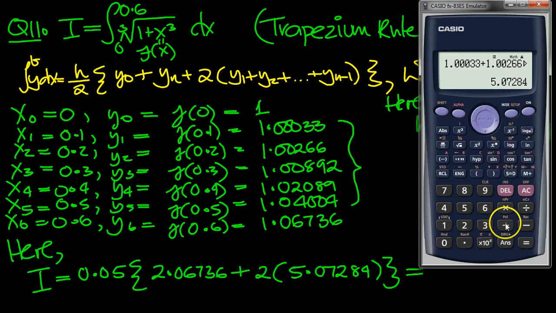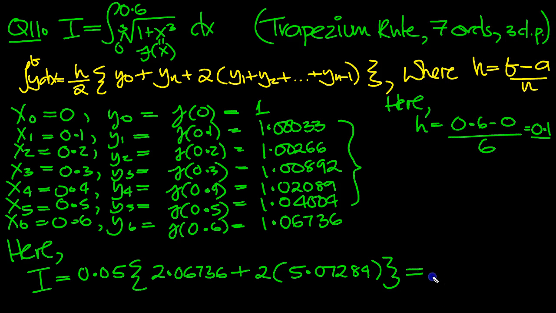So now we can just times that by 2, and we'll get the answer there. Then add this number, 2.06736. Equals. Now we've got the entire bracket worked out, and then times it by 0.05. 0.61065. We're doing to 3 dp, so this 6 rounds up to 0.611. So it's 0.611, and that was to 3 decimal places.